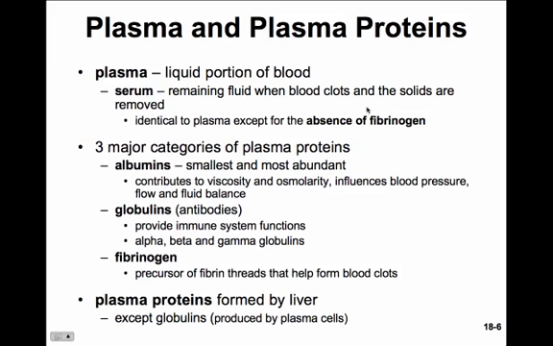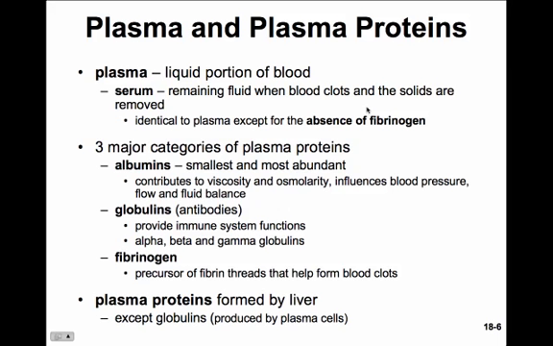There are 3 major categories of proteins that we find in plasma. Albumins are the smallest, but most abundant. Albumin serves to transport various solutes and buffer the pH of plasma. It also makes a major contribution to 2 physical properties of the blood, its viscosity and its osmolarity. It also has an influence on blood pressure, the rate of blood flow, as well as fluid balance.